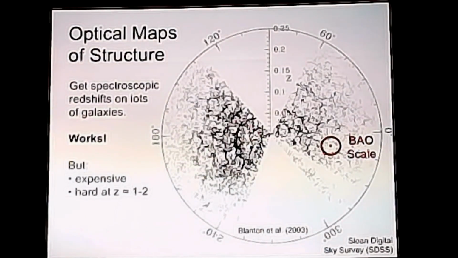This is a plot of just distance to galaxy versus angle for several tens of millions, if not 100 million galaxies from SDSS, the Sloan Digital Sky Survey, sort of the canonical. And you can see the large-scale structure of the universe. It really doesn't work past redshift 1 because all of the good emission lines redshift into the atmosphere. It's hard to get good spectroscopic measurements on things past redshift 1.